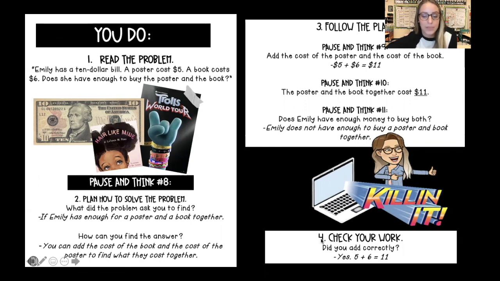Our 4th step is always to check our work. So did you add correctly? I know that 5 plus 5 equals $10. So if I had to add 5 plus 6, it's going to be 1 more than 10, meaning 5 plus 6 equals 11. So if something cost $11 and I only have $10, I can't buy it.